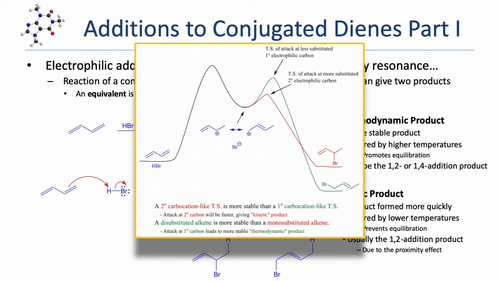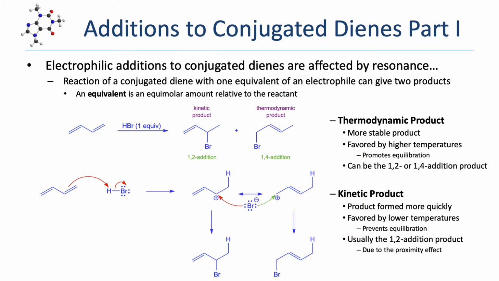And we know that secondary carbocations are more stable than primary carbocations. And by Hammond's postulate, that means that a transition state that looks a lot like a secondary carbocation will be more stable than a transition state that looks an awful lot like a primary carbocation. And that makes the red pathway, leading to the 1,2 addition product, the faster reaction. And that means that the 1,2 addition product is favored kinetically. And that's why both products of this reaction are favored.